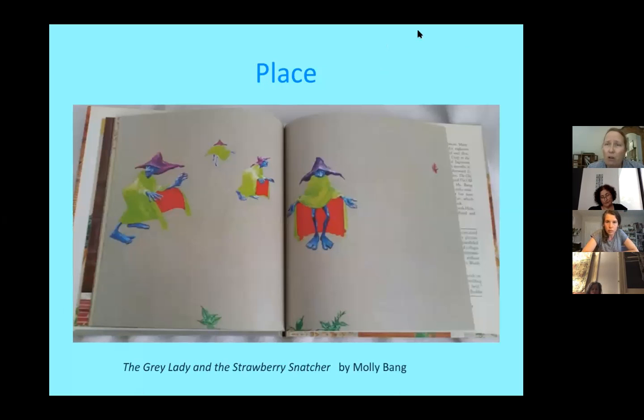But no matter what, it's important to have a place, a setting. There's a book that I used to read to my kids all the time that I really loved, called The Grey Lady and the Strawberry Snatcher. In it, there's this guy, the strawberry snatcher, and he runs along behind this lady who's bought strawberries for her kids. He's like, I want the strawberries, give me the strawberries. He's running after her.